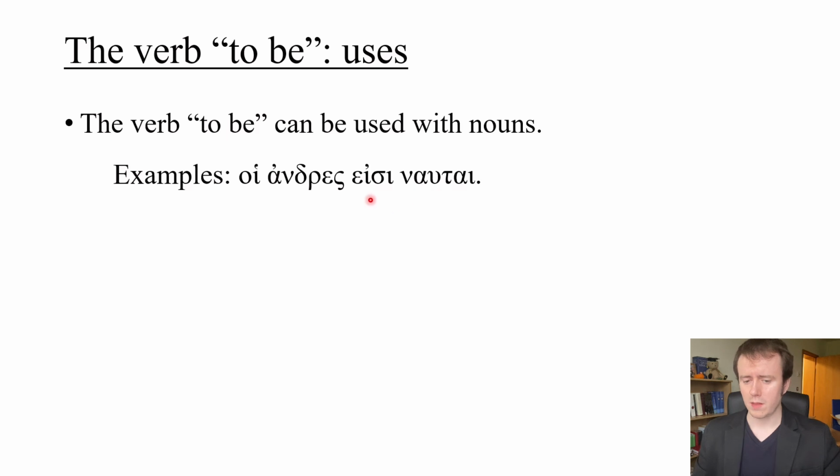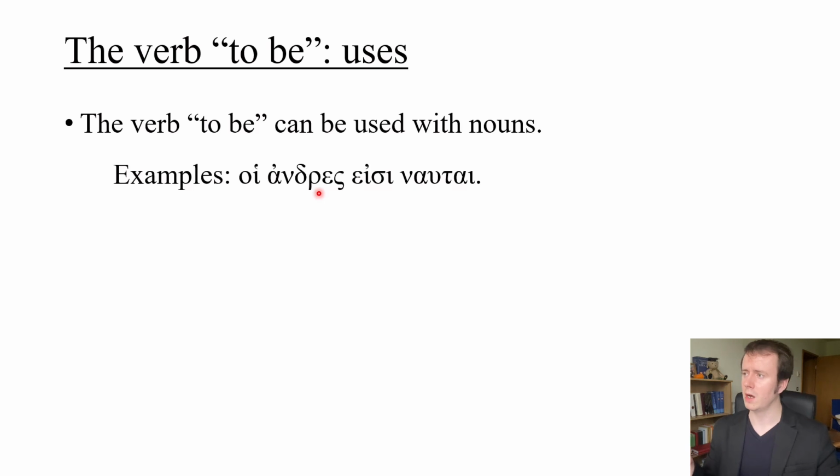So, this is the third person plural form of the verb to be. We've got it here because the men are the subject, so we need a third person plural verb. And you will notice nautai, the noun that is following the verb to be, is also nominative plural, like the men are nominative plural. And that is because, ladies and gentlemen, with the verb to be, both the thing that goes before it and the thing that goes after it go in the nominative case.